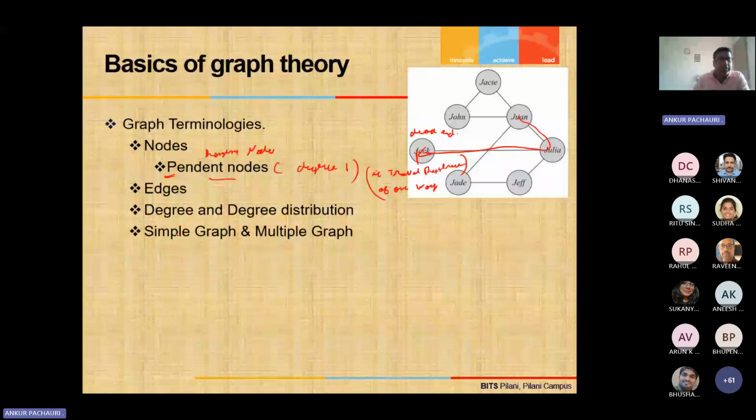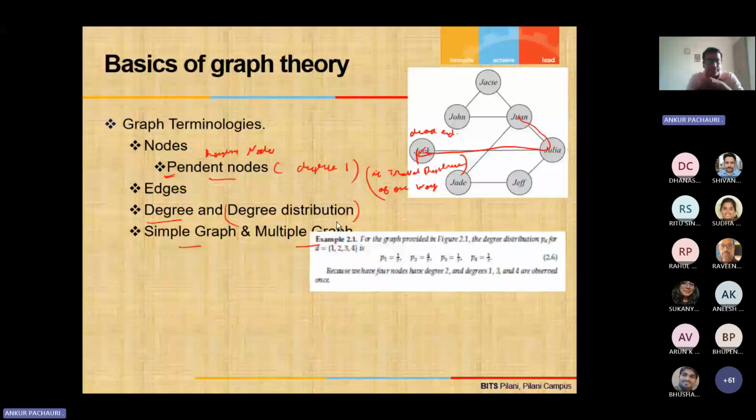Simple graph, degree and degree distribution. The degree of a node means the total number of edges incident on that node. The degree of a graph will be the highest degree among the nodes. A simple graph means no self loop, no parallel edges. Multiple graphs means with parallel edges. Now, there is one word which is called degree distribution. What does that mean, and why is it being used?